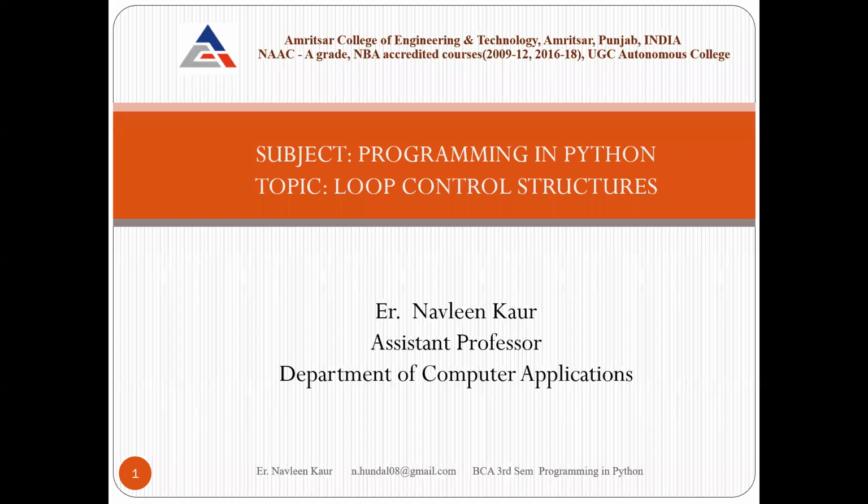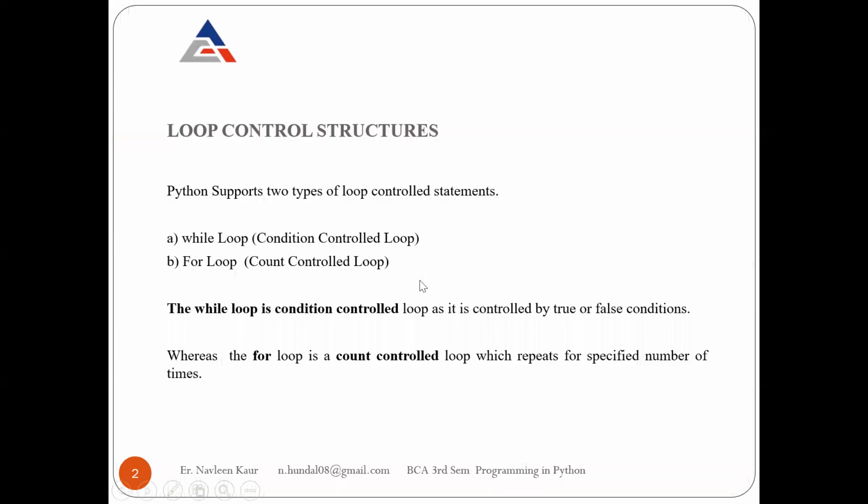My name is Navleen Kaur, and in today's class, I am going to cover a new topic under our subject, which is programming in Python. The name of the topic is loop control structures. In the previous class, I covered some of the structures that are responsible for making decisions. Such structures are known as decision structures or decision making structures. Today we are focusing on a new type of control structure, the loop control structure. So let's start.